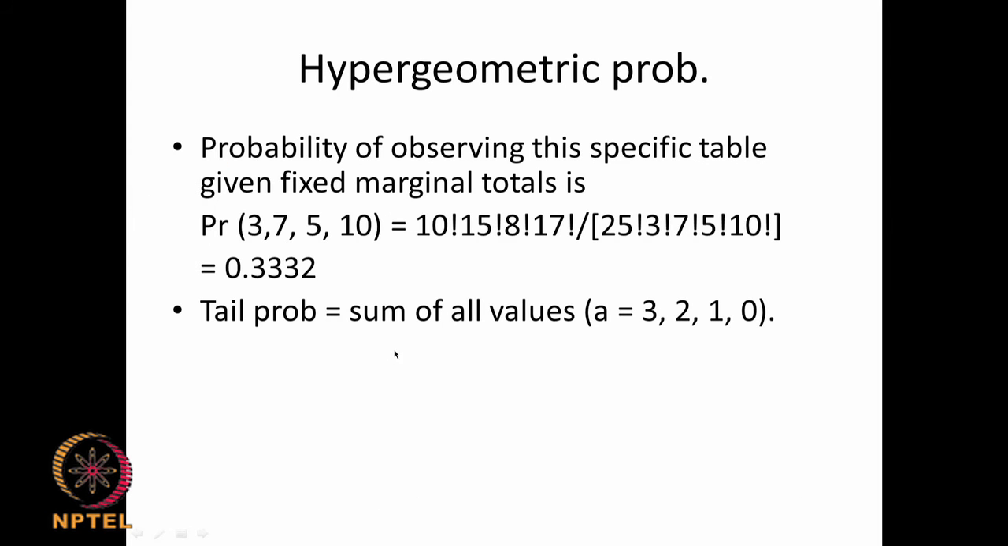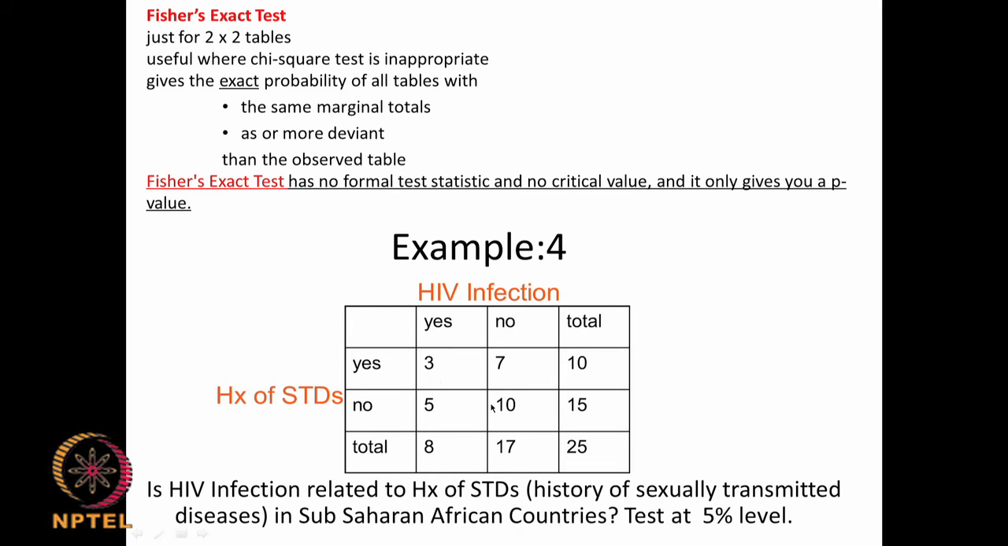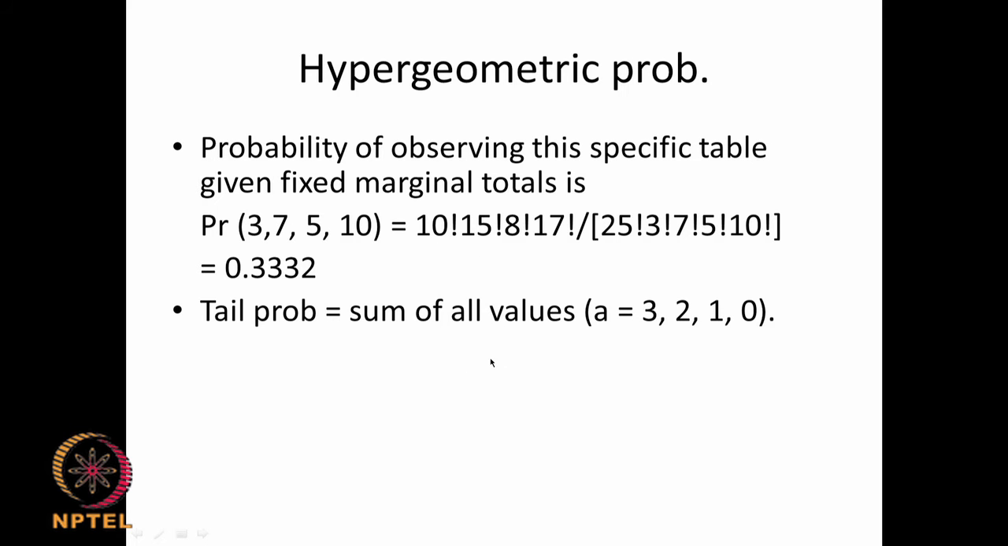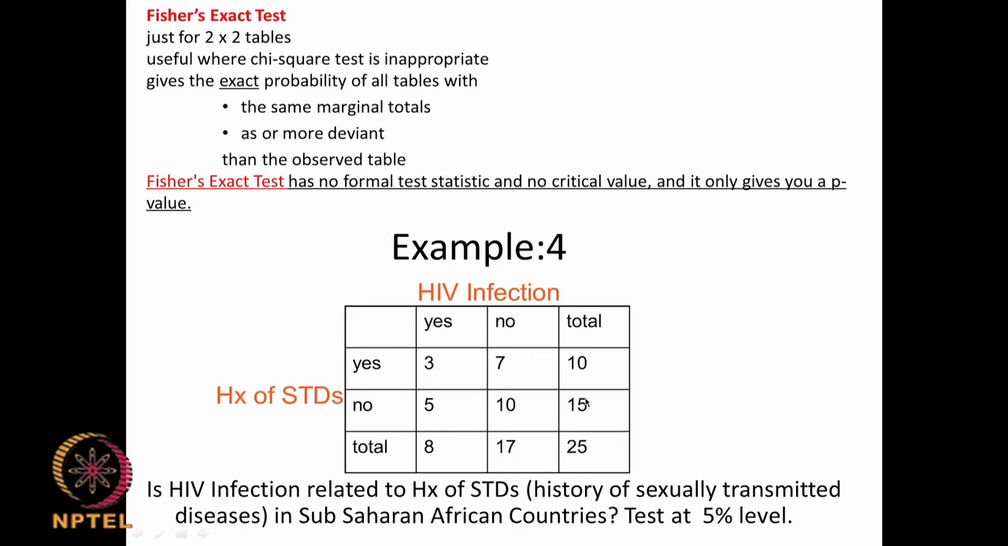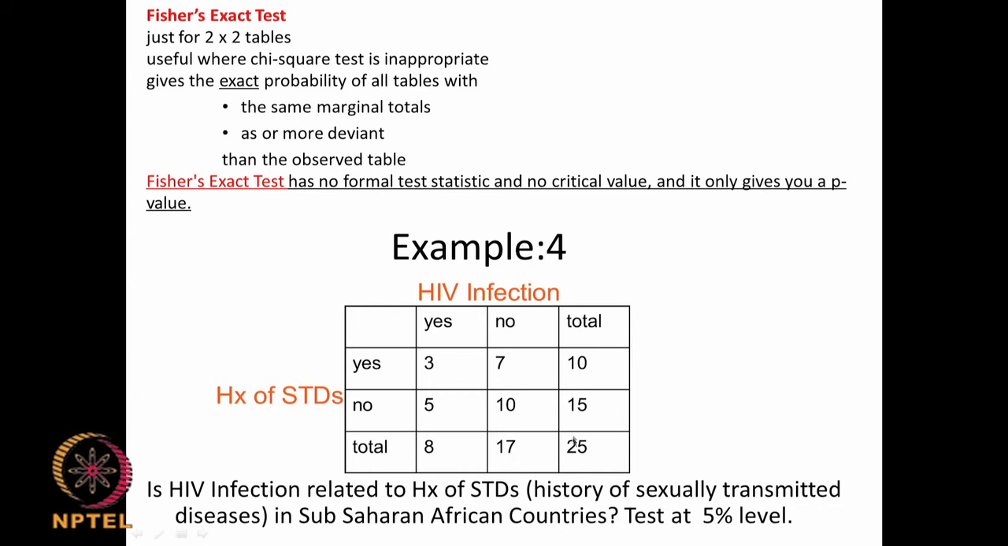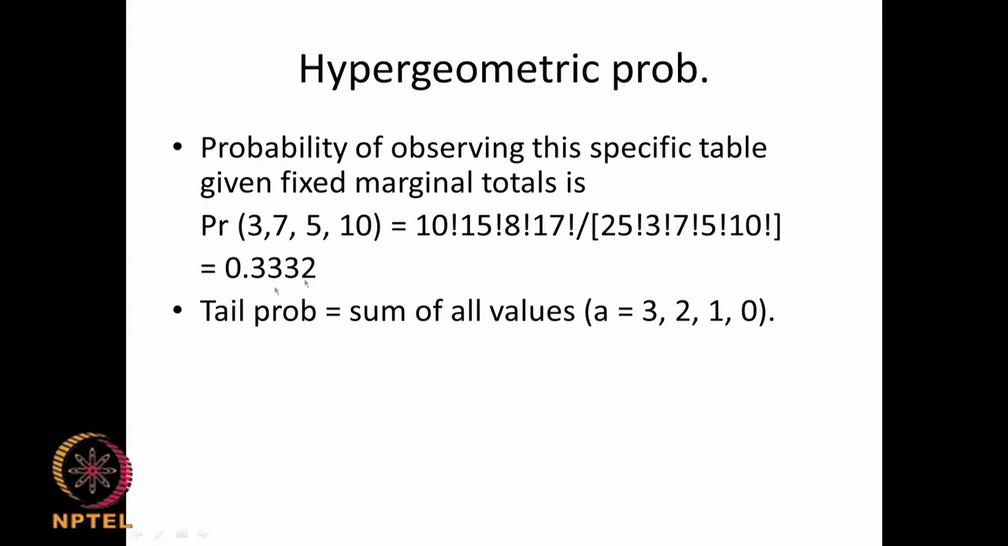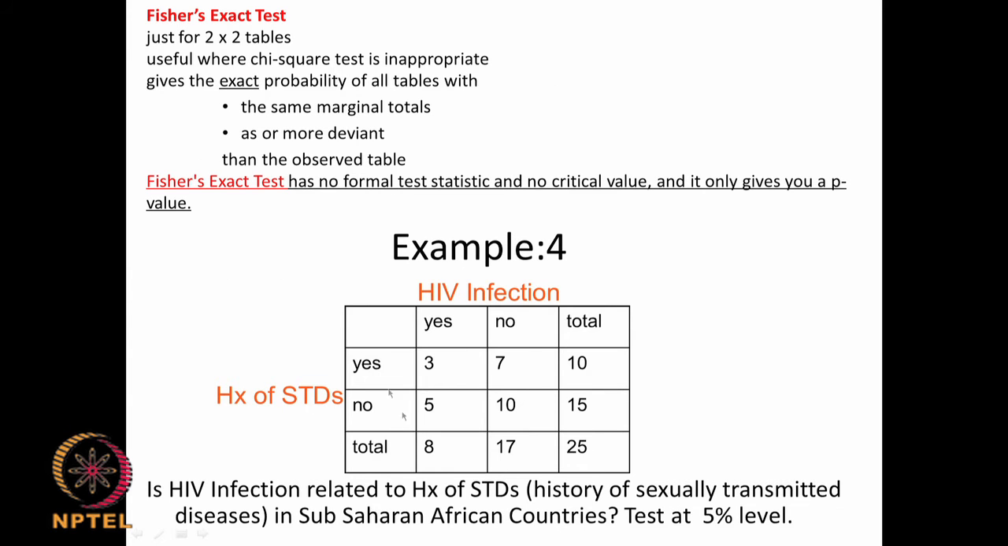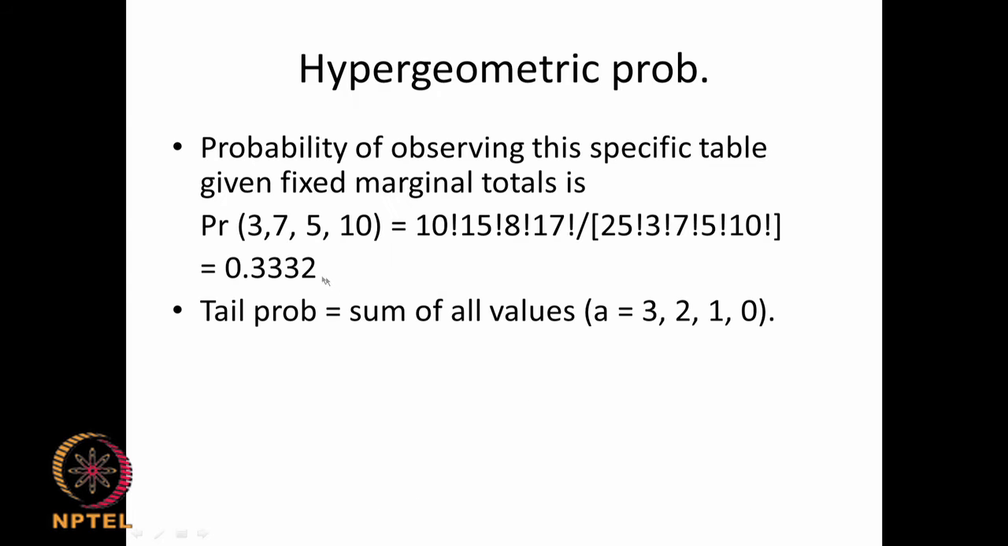Okay, so, probability of 3, 7, 5, 10 is given by 10 factorial, 15 factorial, 8 factorial, 17 factorial divided by 25 factorial, 25 is the total, 3 factorial, 7 factorial, 5 factorial, 10 factorial. So, that gives you a probability of 0.3332, understand. So, the probability of seeing this type of contingency table, with 3, 7, 5, 10 is this much.